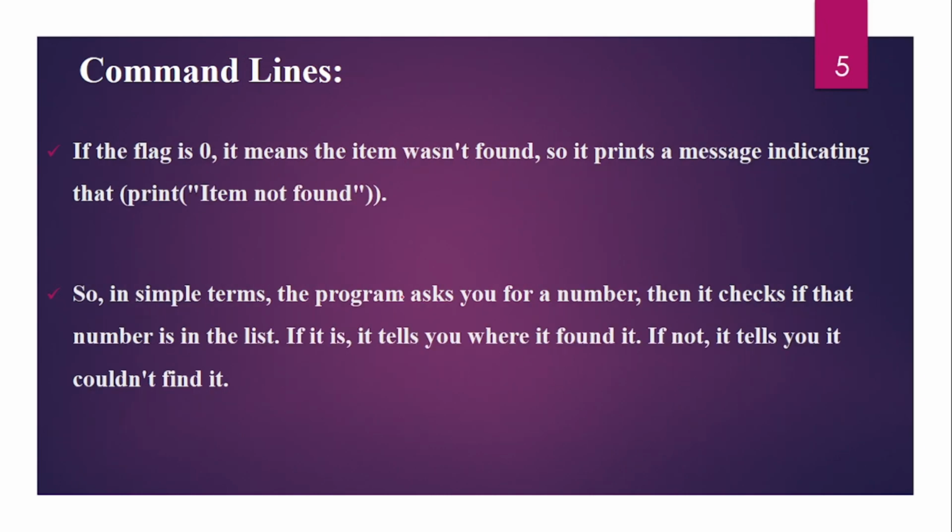Then next, once the loop is over, if the value of the flag is 0, it means that the item wasn't found, and it prints a message indicating that the item is not found. To put it in a nutshell, this program asks you for a number. You will give any random number. Then it checks if the number that I have entered is there in the list or not. If it is there, it tells me yes, it is found, and it also tells me the position. If it is not there, it tells me plainly that it couldn't find it. That is the program that we are going to write.